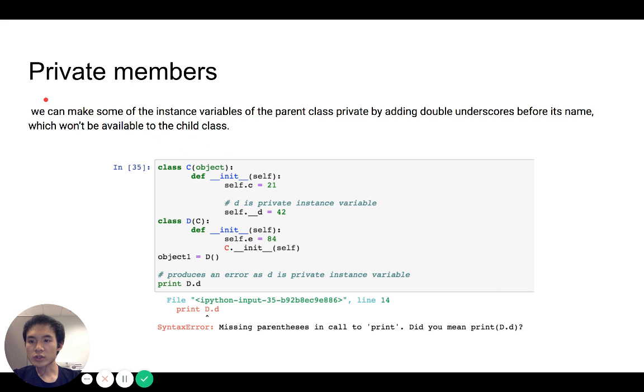So here we talk about the concept of private members. We can make some of the instance variables of the parent class private by adding a double underscore before the name, which won't be available to the child class. So here we have the parent class C and we have the child class D. Because this attribute in C is private, we cannot access it.